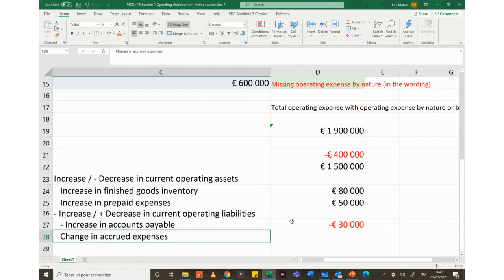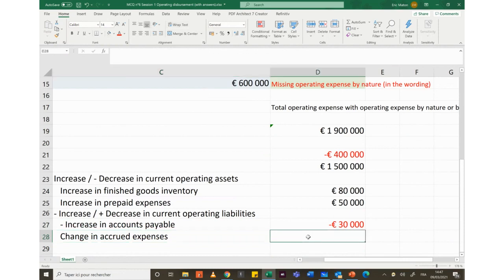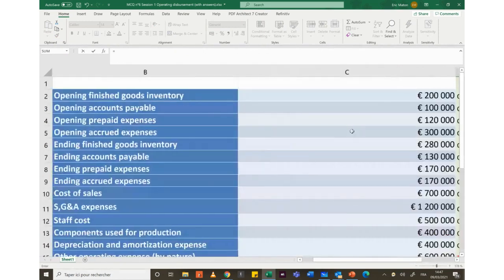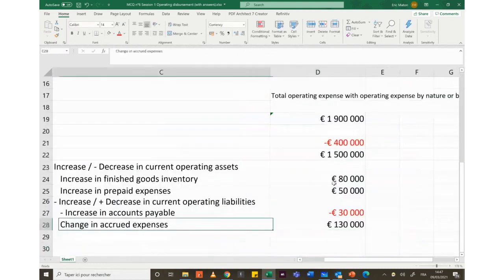It's the same for the accrued expenses. It's liabilities, so opening minus ending. So accrued expenses, opening minus ending. It's positive, so it's a decrease. So here, decrease. Okay.